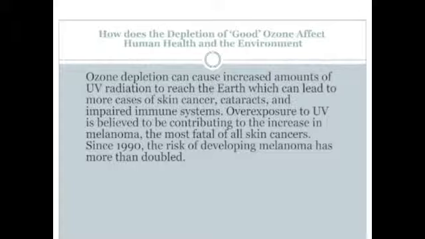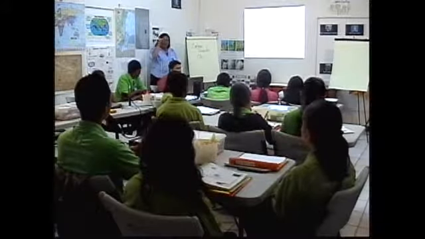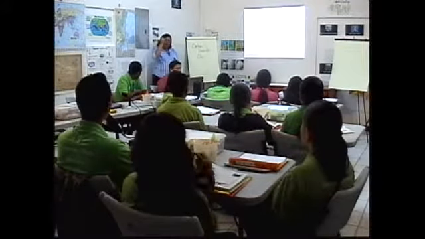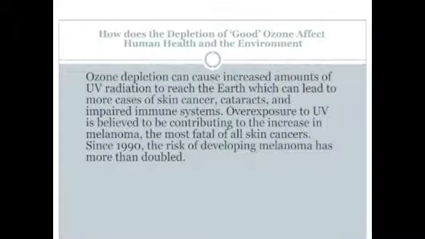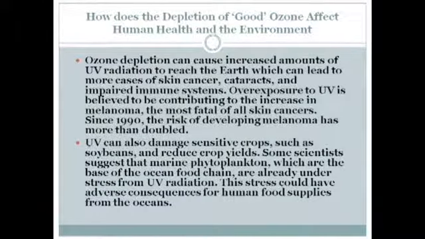Ozone depletion can cause increased amounts of ultraviolet radiation, which is true for skin cancer, cataracts. Have you heard the word cataracts? Okay, cataract has to do with a white skin that grows over the eye, right? An impaired immune system, so it even affects our immune system, which makes us more vulnerable to cancer. Overexposure to ultraviolet radiation is believed to be contributing to melanoma, and melanoma is said to be a skin cancer.